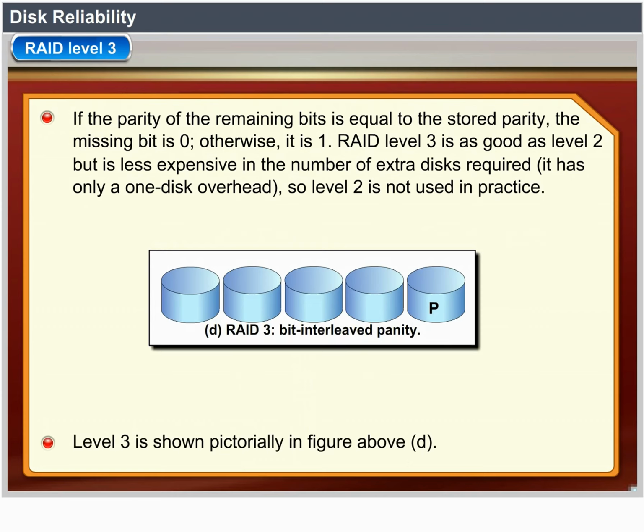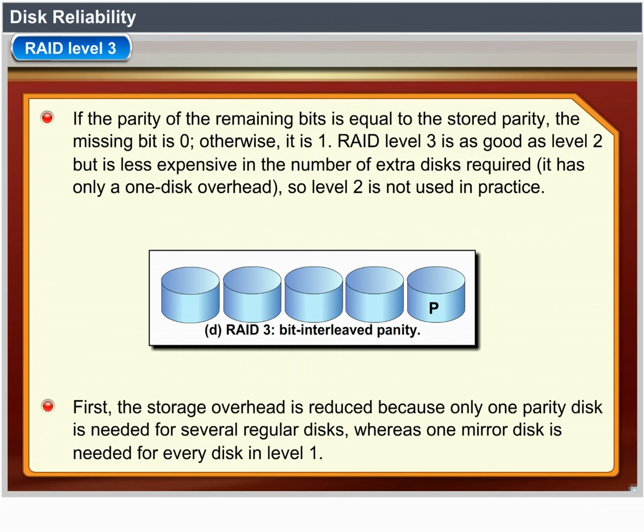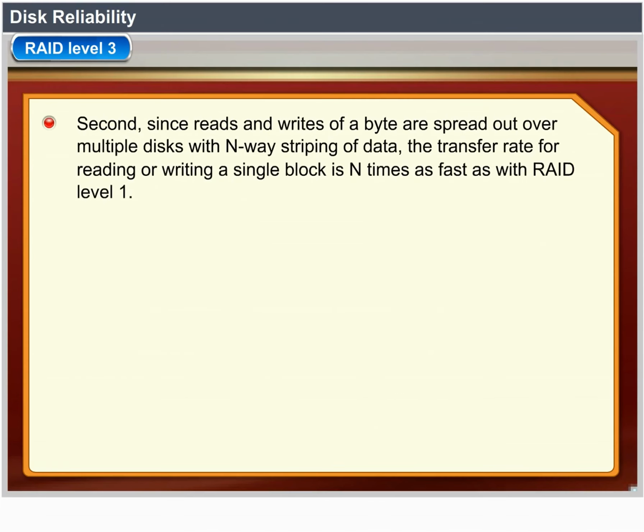RAID Level 3 has 2 advantages over Level 1. First, the storage overhead is reduced because only 1 parity disk is needed for several regular disks, whereas 1 mirror disk is needed for every disk in Level 1. Second, since reads and writes of a byte are spread out over multiple disks with n-way striping of data, the transfer rate for reading or writing a single block is n times as fast as with RAID Level 1.